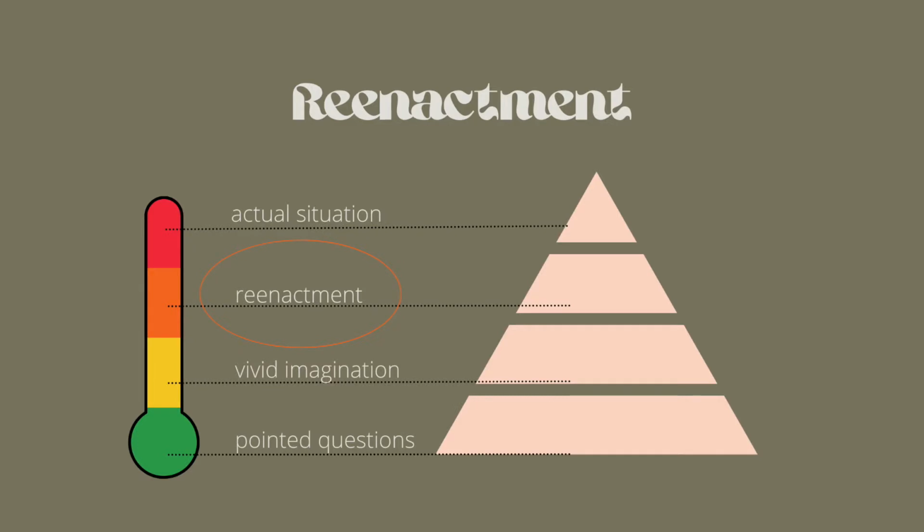Okay, so this is vivid imagination. And next up on the testing method scale or pyramid is reenactment. So reenactment is a testing method that is based on basically recreating a past event. So as you can see, we are working our way up this pyramid. We are turning up the dial on the amount of exposure that we are testing our clients with.